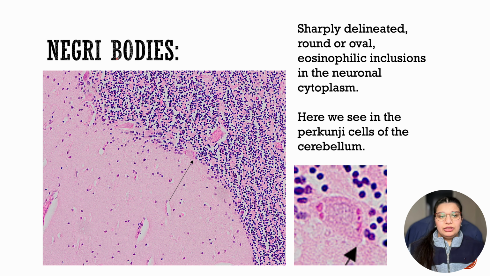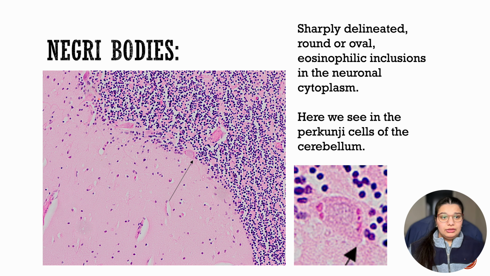Before diving into what Negri bodies are, I'll tell you what we're seeing on this microscope. This is a slide of the cerebellum, and this is the molecular layer of the cerebellum. This is the granular layer, and the area I'm pointing to is the Purkinje cells, which are on the border of both zones.